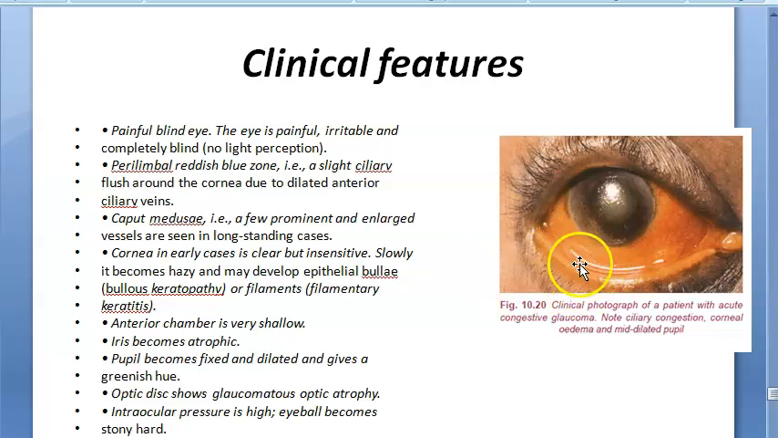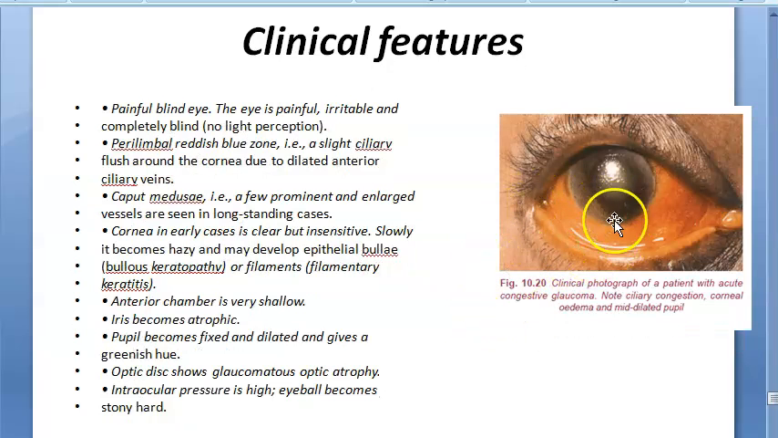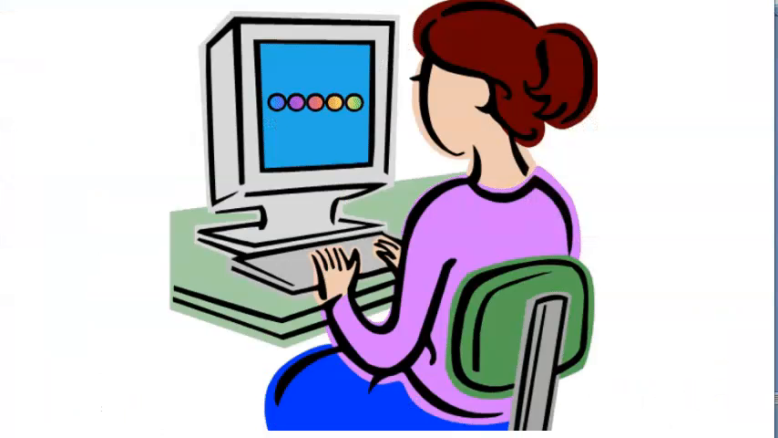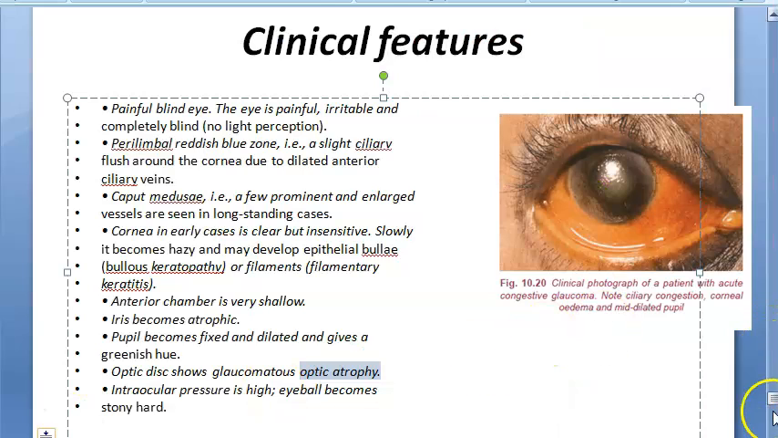chamber very shallow, iris becomes atrophic, pupil is fixed and dilated, it gives greenish hue, optic disc shows glaucomatous optic atrophy, so it's going into atrophy, intraocular pressure is high, the eyeball will be stony hard, because of so much of intraocular pressure.